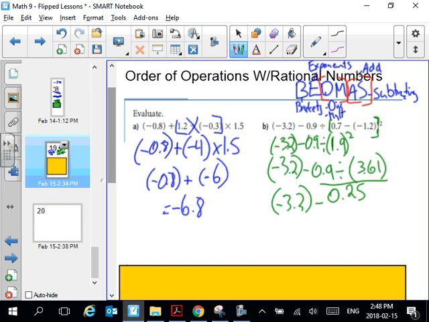Oops. What do I have here? Okay, sorry, my calculator froze on me for a second there. Trying to punch it in to make sure I get my right number. So I have negative 3.2 minus 0.25. And that gives me a final answer of negative 3.45.